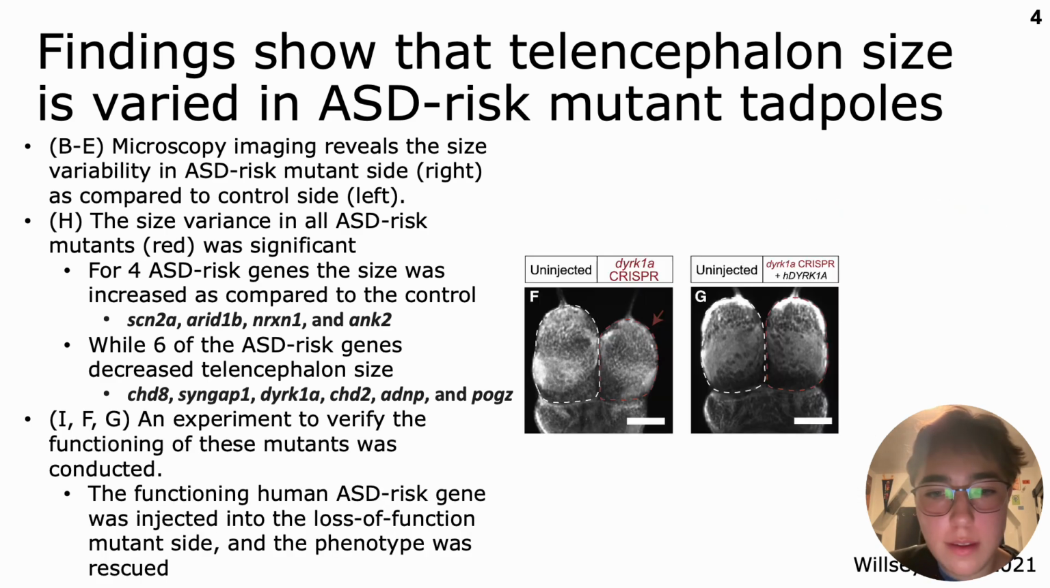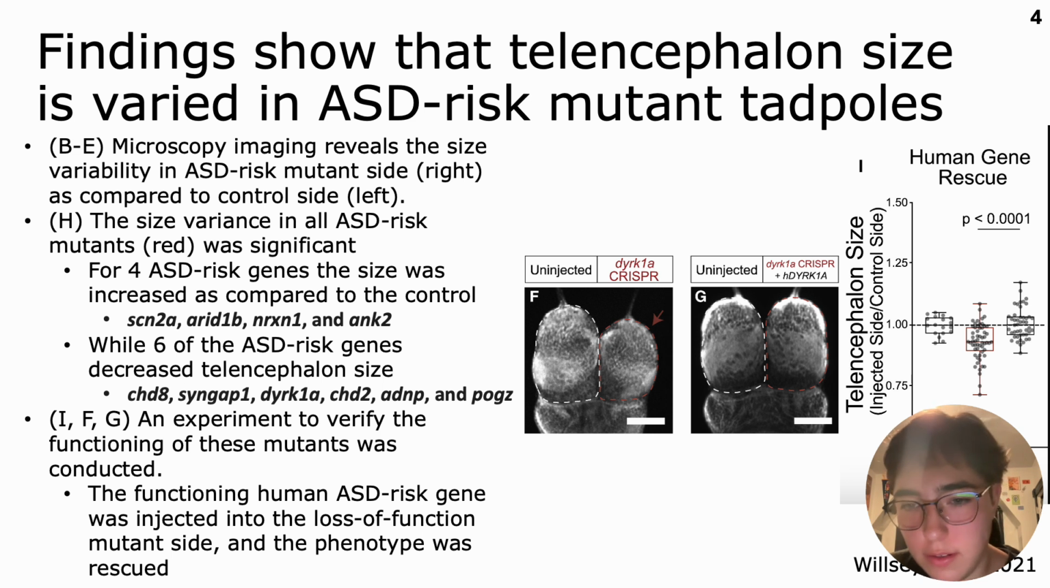the brain size. And in order to prove that this CRISPR method of creating an ASD phenotype worked, they injected a functioning human version of the gene into the CRISPR mutant, which has a loss of function mutation in that gene. When they injected the functioning human gene, that actually rescued the phenotype, as you can see from the difference between F and G, which is pretty interesting. Here's a more quantitative visual of that happening. Once injected with the functioning human gene, the CRISPR loss of function mutant was able to rescue its phenotype.